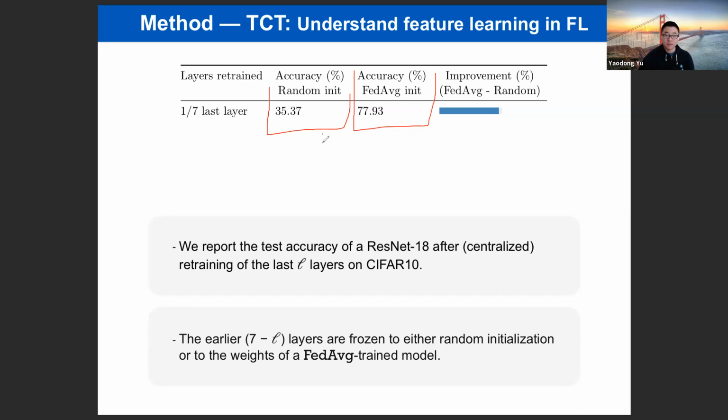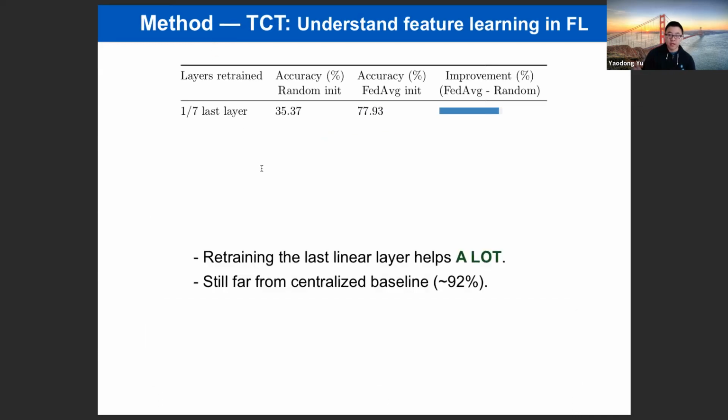For this random init column, all the weights of the first 6 layers are randomly initialized. This is for comparing the quality of federated averaging versus just randomly initializing the network weights. We can see that just retraining the last linear layer helps a lot. It boosts the accuracy from below 50 to somewhere close to 80%. However, it's still far from the centralized baseline, so it's still not perfect, but it's boosting a lot.